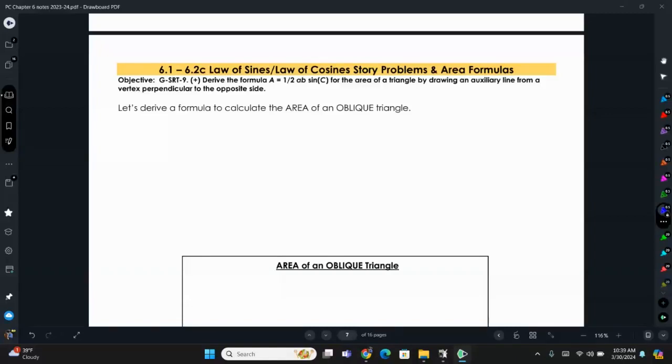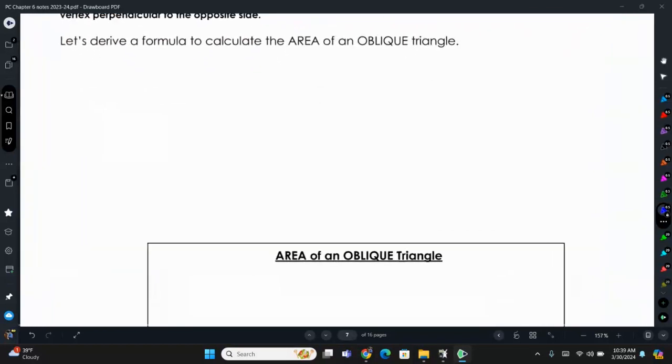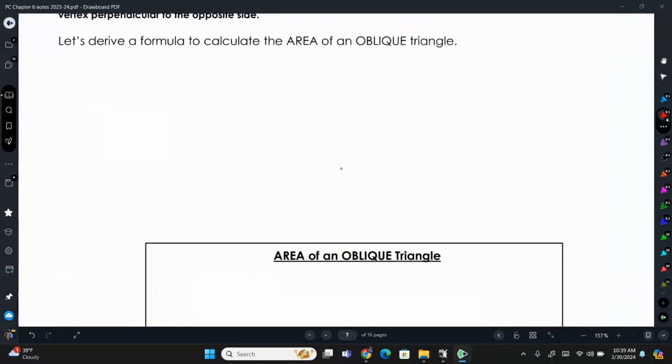All right, in the last part of section 6.1, 6.2, we're going to be talking about the area of triangles using a different formula. So if we have a triangle, we're going to use A, B, C like we did for law of sines.